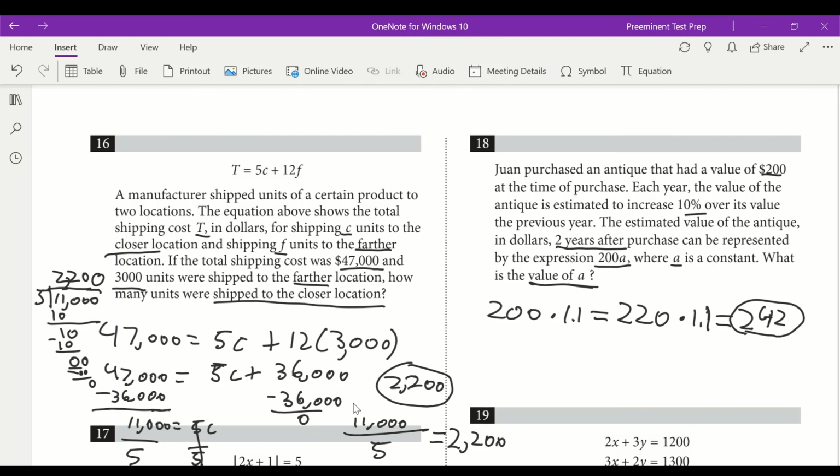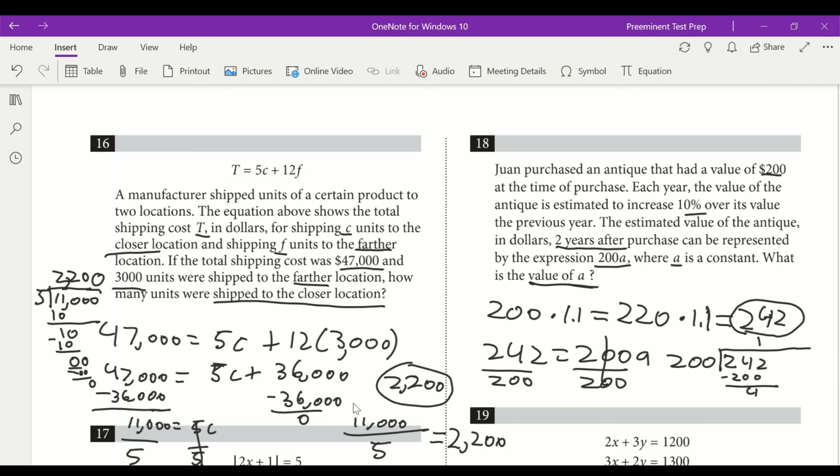But I'm asked for the value of A, right? So I have $242 is equal to 200 times A. So I have to divide both sides by 200 in order to isolate A. So I have A equals 242 divided by 200. So I'm going to put the 200 outside the box, and I'm going to put 242 in the box. How many times does 200 go into 242? It goes in once.